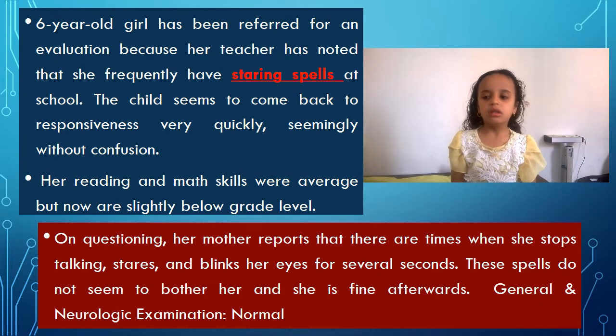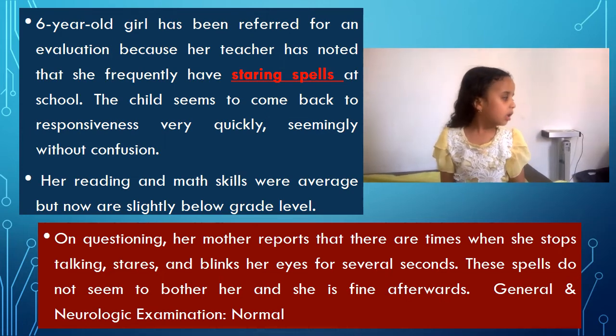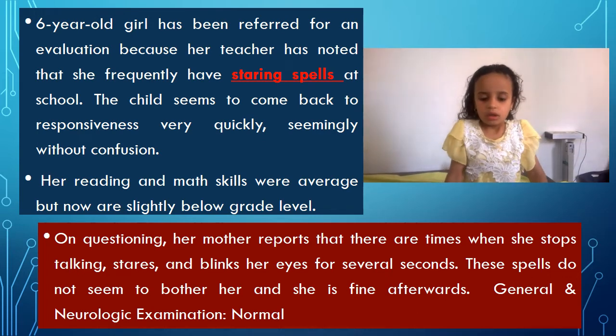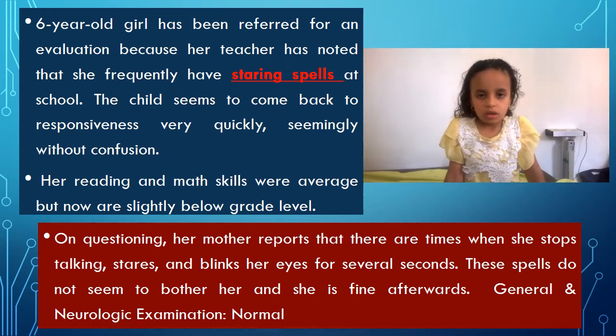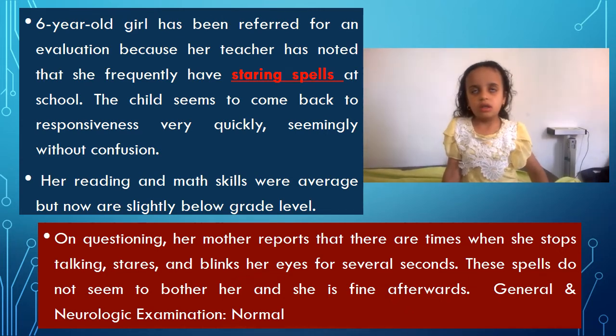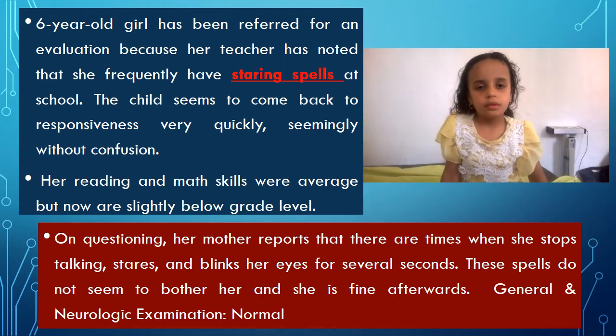A 6-year-old girl has been referred for evaluation because her teacher noted that she frequently has staring spells. The child seems to come back to responsiveness very quickly without confusion. Her reading and math skills were average, but now they are slightly below grade level. Her mother also noted that there are times when the child stops talking, stares and blinks her eyes for several seconds.